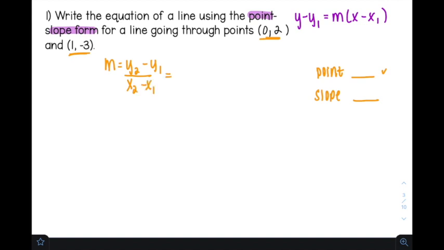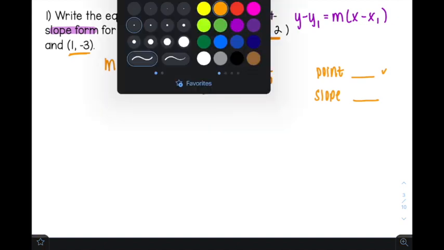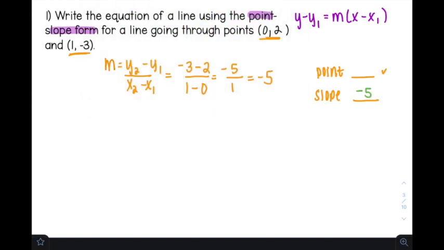I'm going to substitute in my values, find my slope, and then I can pick a point to use for my point slope form. So I have my slope, which is negative 3 minus 2 over 1 minus 0. I'm going to get negative 5 over 1, and my slope is negative 5. Let's pick my point (1, -3).